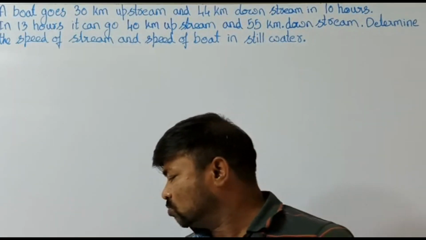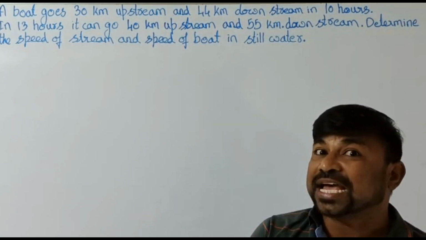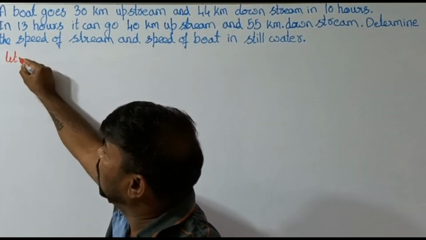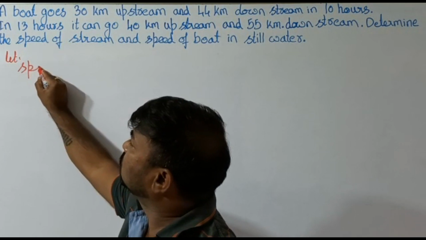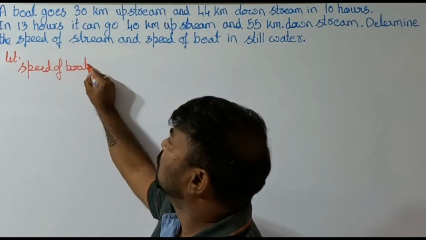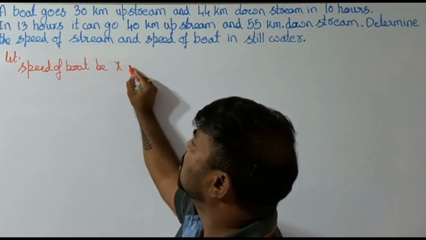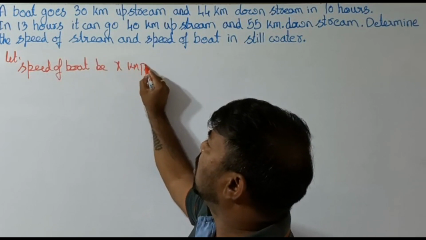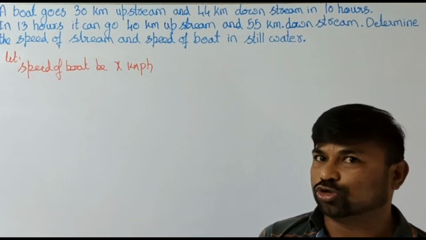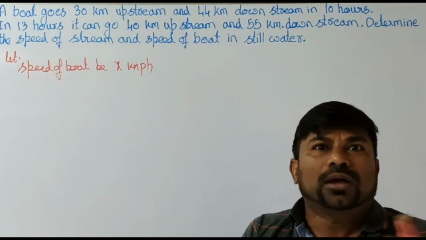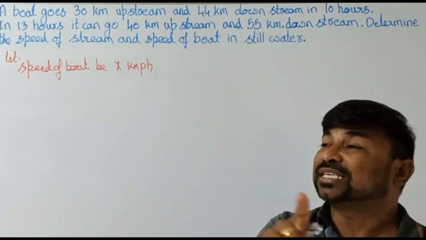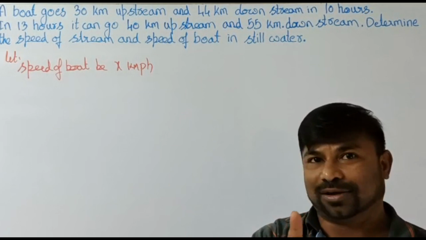Okay, let's assume the speed of the boat as x kilometers per hour. Let the speed of the boat be x kilometers per hour. This is the first variable we are assuming. What is the speed of the boat? X kilometers per hour. Obviously, you have to remember that speed of the boat means speed in still water.